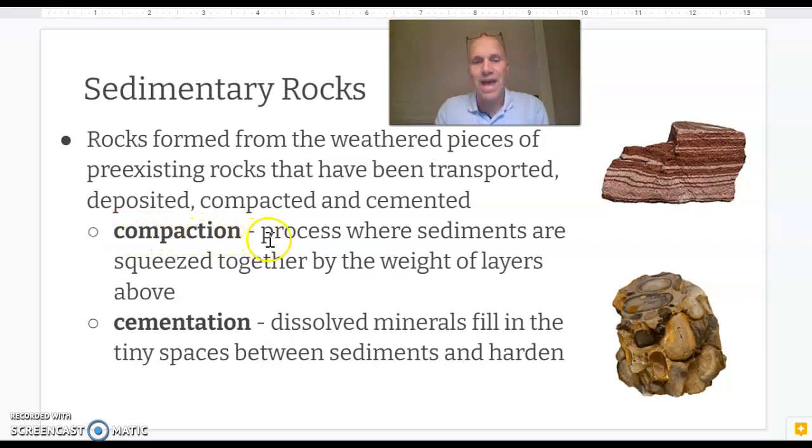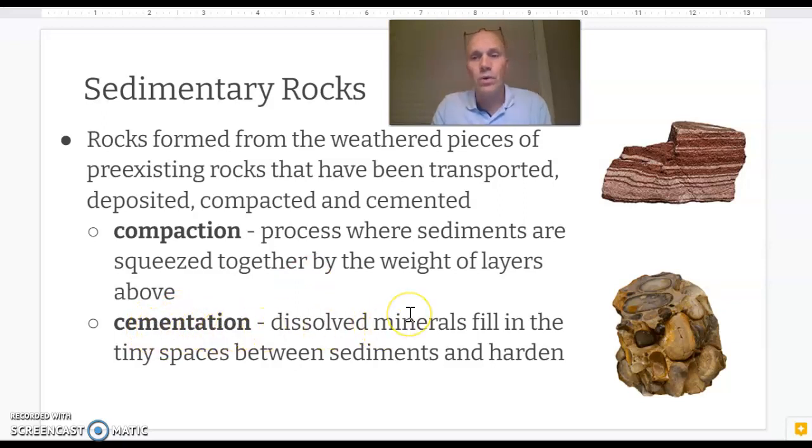The first is compaction, which is the process where all the different tiny rocks are squeezed together because they're buried underground. When things get buried underground, the weight of all that dirt on top presses down, and that forces the rocks to come together. All right. The other thing that's needed is cementation.